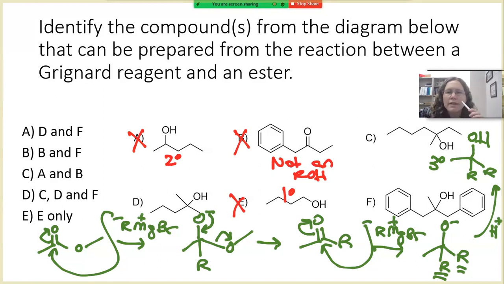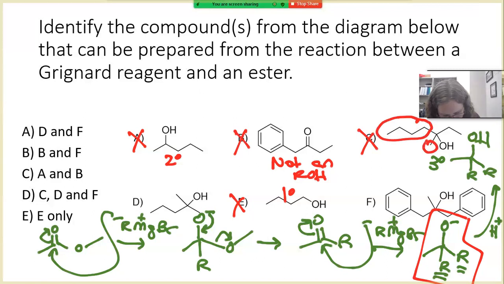And if we're trying to narrow our choices down, remember this kind of key structure here where we said we had to add 2 of the same R group. Okay, that's really important because that allows us to narrow our answer choices down further. We can cross off choice C because C has 3 different R groups attached.